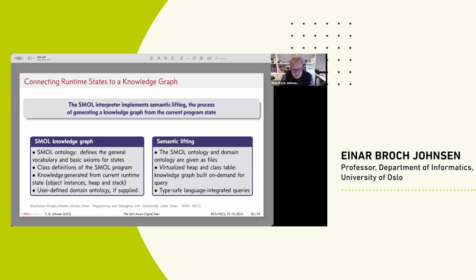And we call this process semantic lifting, which is the implementation or realization of how all this is integrated. The Smol ontology is given once and for all, and similarly the domain ontology, so these are simply loaded as files, while the heap and the class table we are virtualizing, which means that the knowledge graph here is loaded on demand. So if we ask a query where we need to consult the heap, we will load the relevant part of the heap. And what we are interested in now is to ensure that we can start interacting with this knowledge base in a safe way.